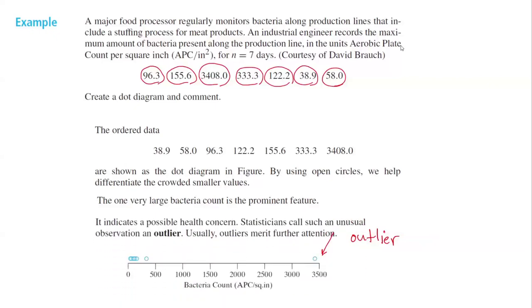Remember that when you have an unusual value, we call it an outlier. When it comes to data science, we can ignore the outlier or we can take the outlier into account, depending on the data.